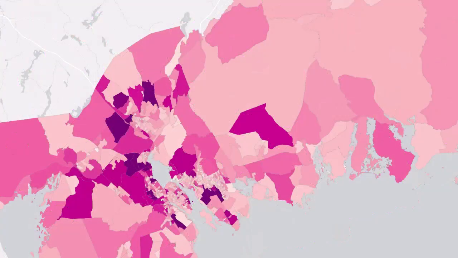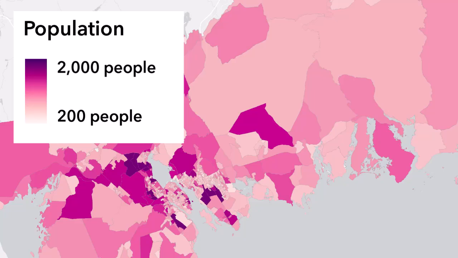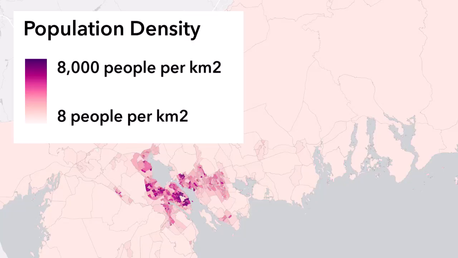Coloring the polygons based on the count of people in each one would only be meaningful if all the polygons were the same size. But my polygons are all different sizes, so instead of mapping population, I should map population density. The color should represent the number of people per square kilometer.